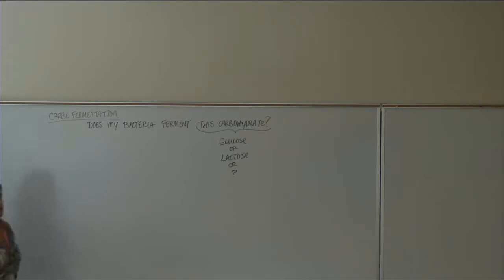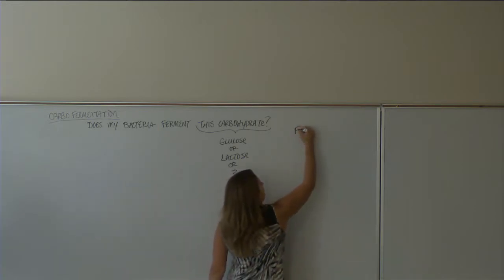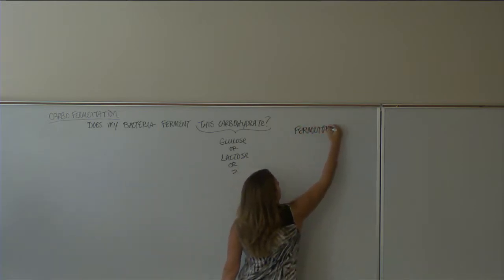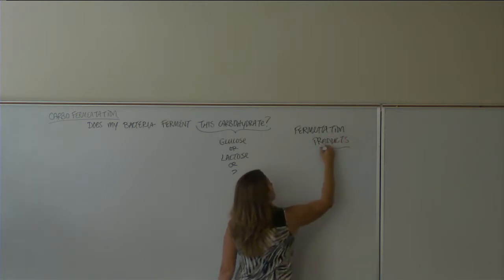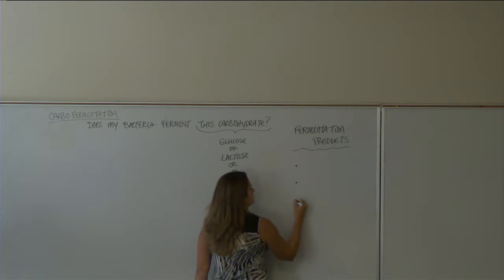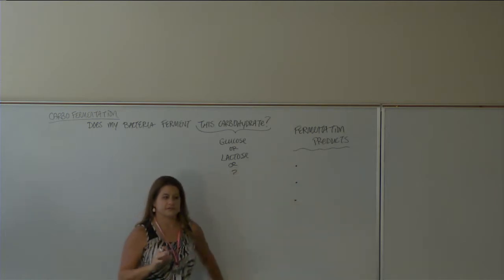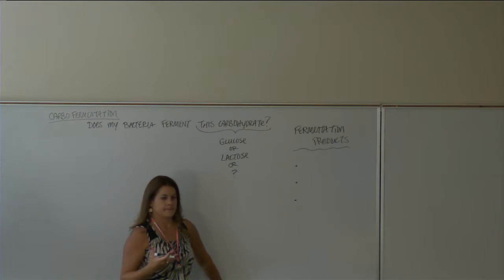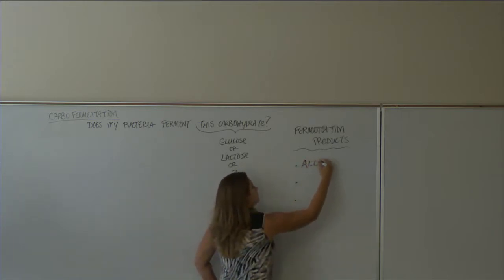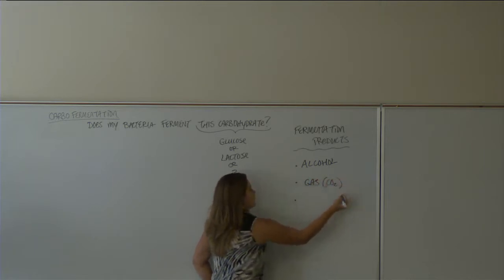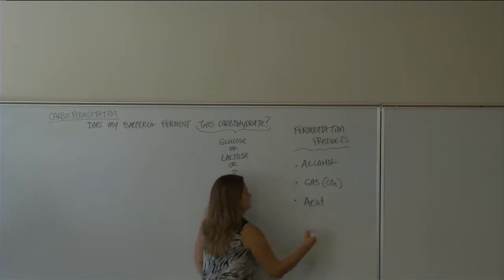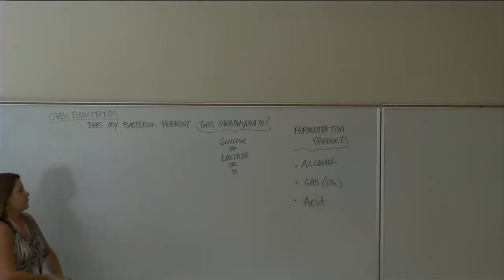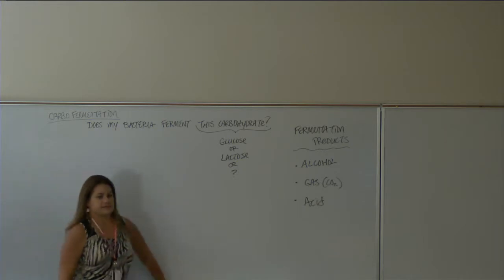What were the products? Three things we saw as products resulting from fermentation. What's one of them? Alcohol. Gas, carbon dioxide gas. Acids. Which of these do you think would be the easiest to measure?